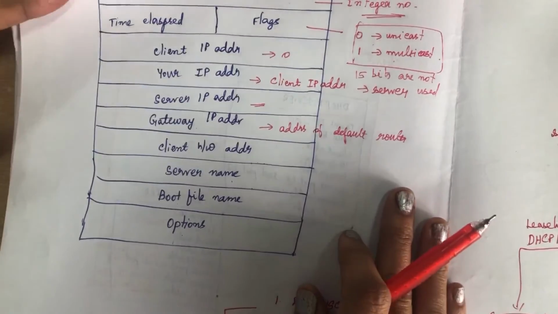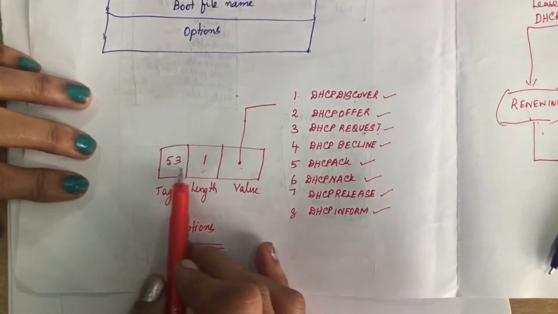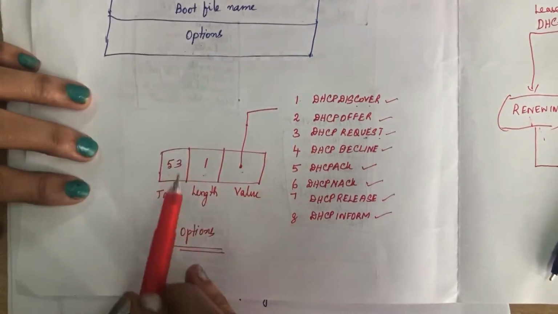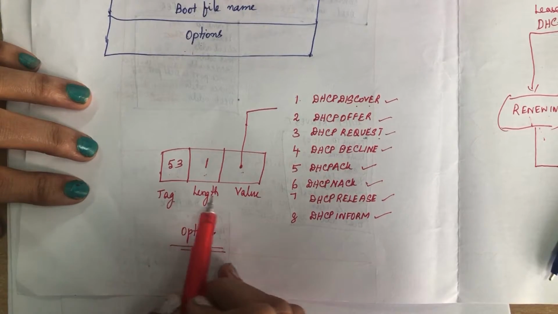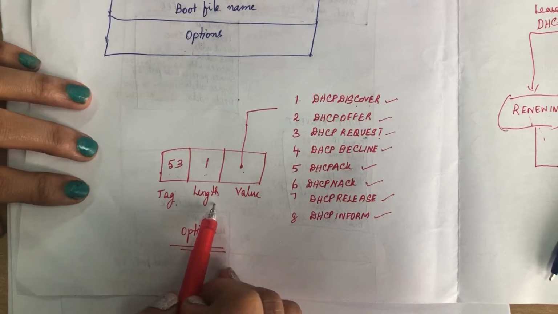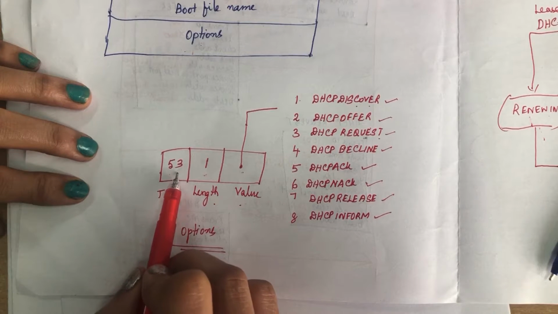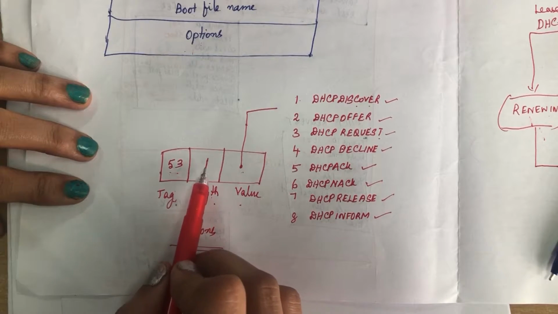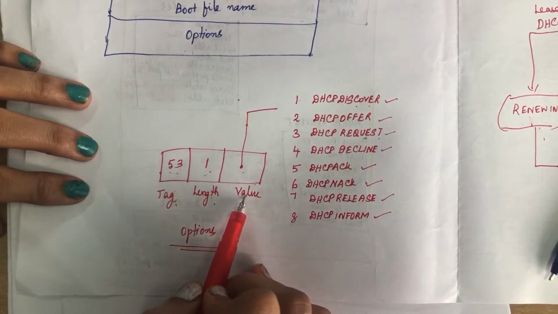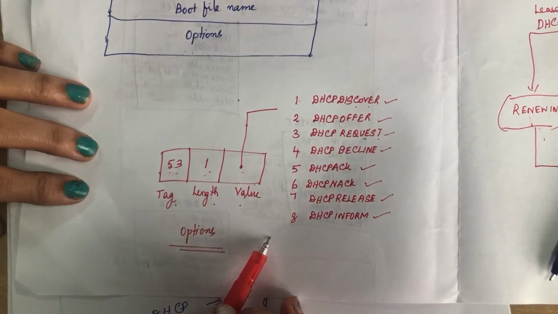So the options can be like this. It will have 3 fields: tag field, length field, and value field. The tag field will always have the value 53. The length field value is 1. The value can take any value between 1 to 8.